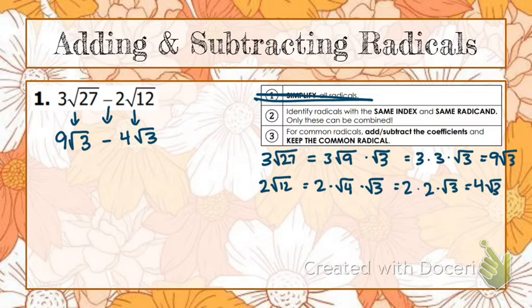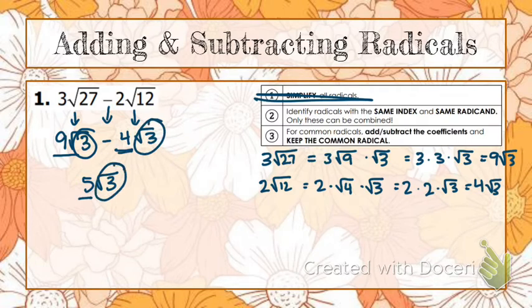So we add or subtract the coefficients and keep the common radical. So 9 minus 4 is 5, and we keep the square root of 3. So think of it, we had 9 oranges. Say that's what the square root of 3 represents. And we subtracted 4 oranges, we have 5 oranges left. Anytime we talk about like terms, I like to compare it to fruit.